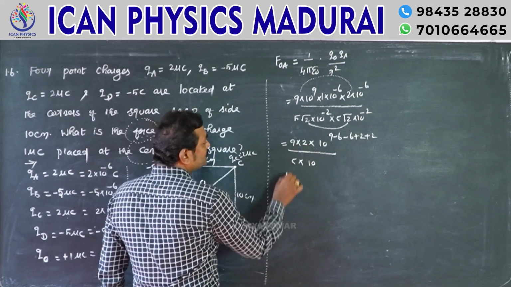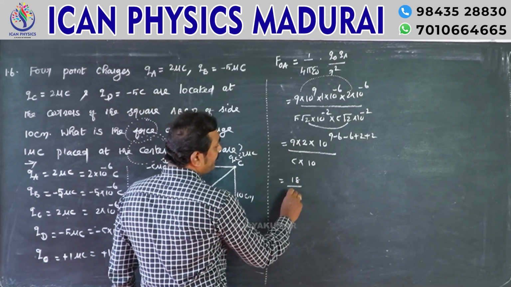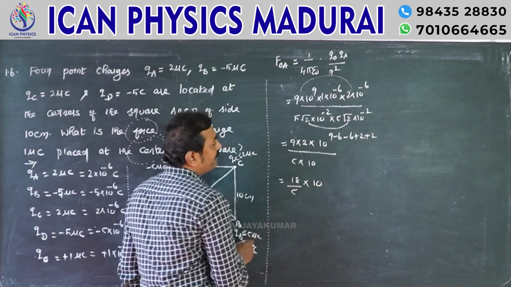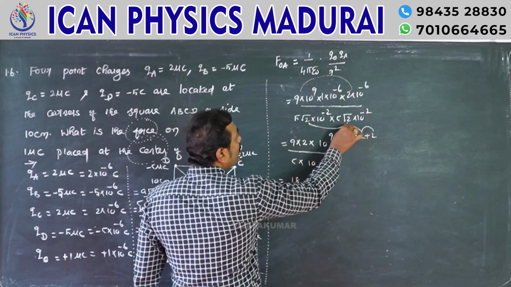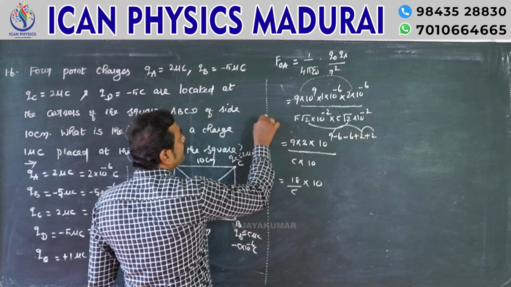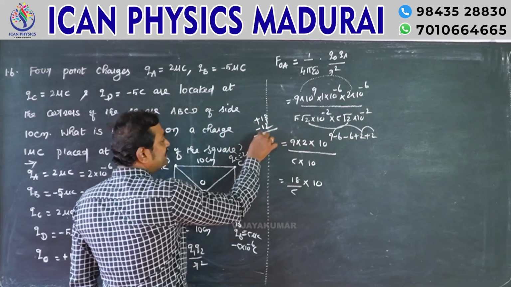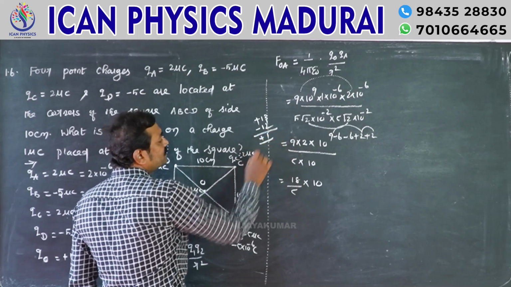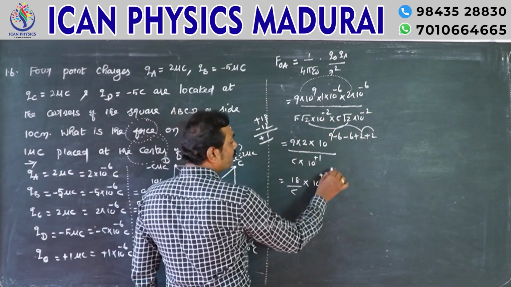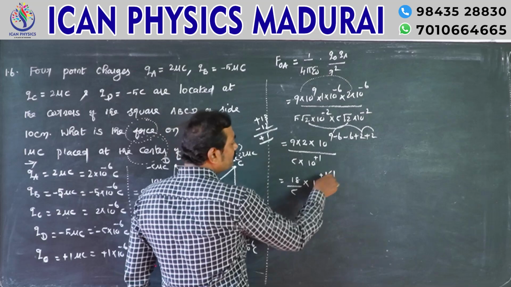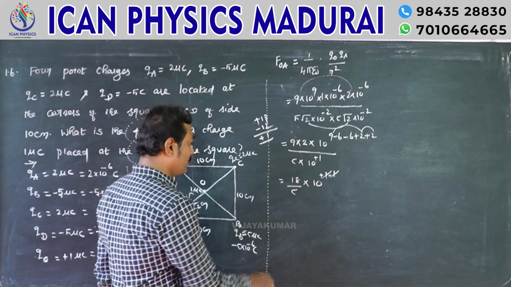9 twos are 18, divided by 5 into 10 to the power. 2 plus 2 is 4, 4 plus 9 is 13. Here we get minus 6, minus 12, so plus 13, minus 12 becomes plus 1. So 10 to the power plus 1. This plus 1 goes to the numerator as minus 1, so plus 1 and minus 1 cancel. Anything to the power 0 is 1.